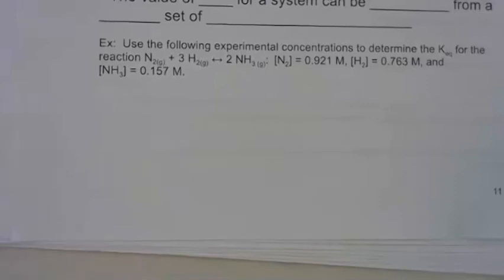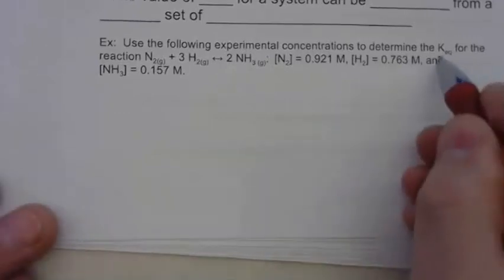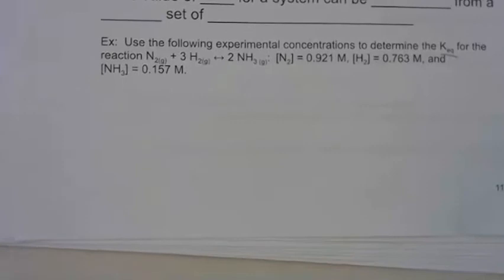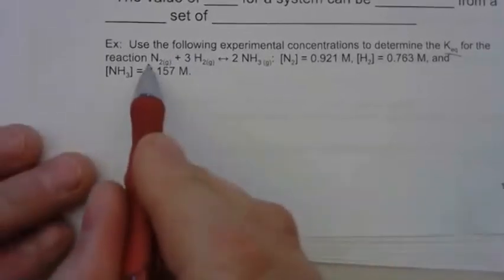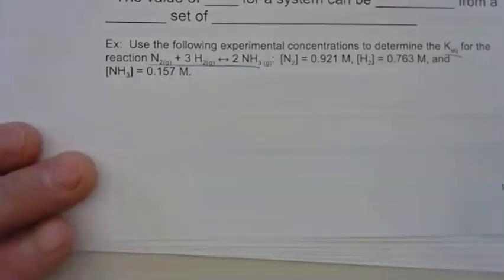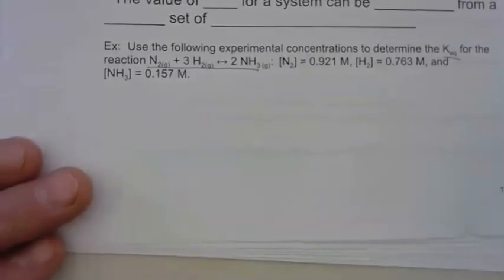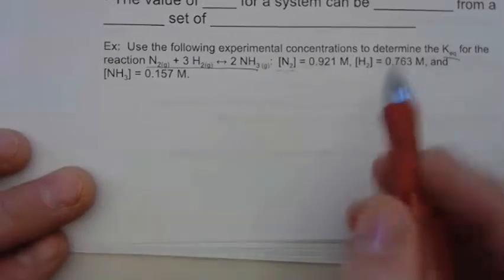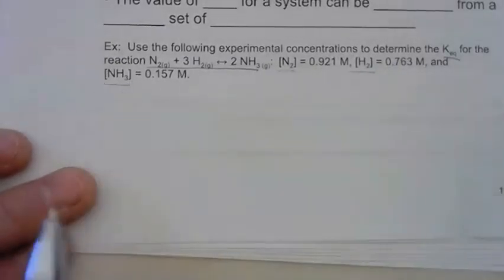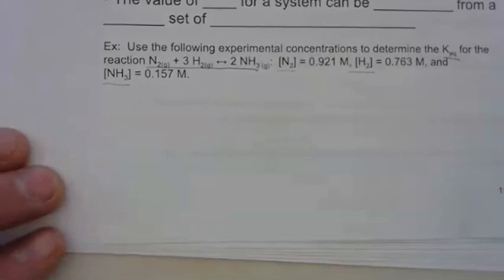Hi, this sample problem video is to help students with equilibrium problems dealing with KEQ. Now, this particular one, we're going to be solving for KEQ. The chemical reaction equation is right here: N2 plus 3H2 in equilibrium with 2 NH3s. I have the concentrations of N2, H2, and NH3, and we're going to need to find the KEQ.